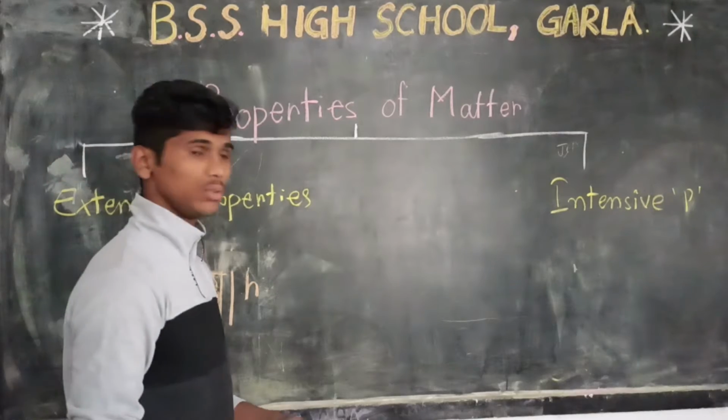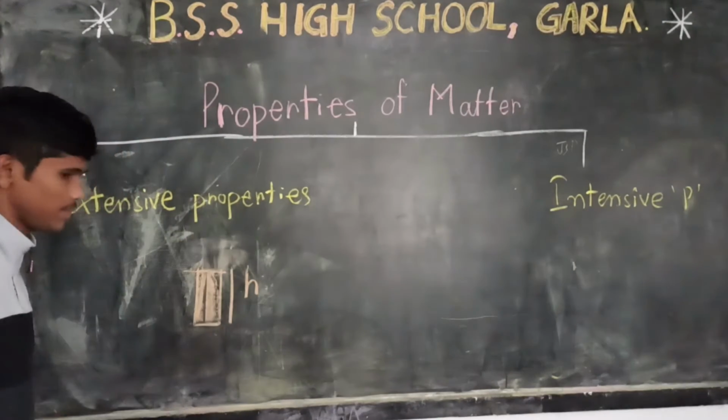So decreasing the height is an extensive property. We will look at some other examples of extensive properties.